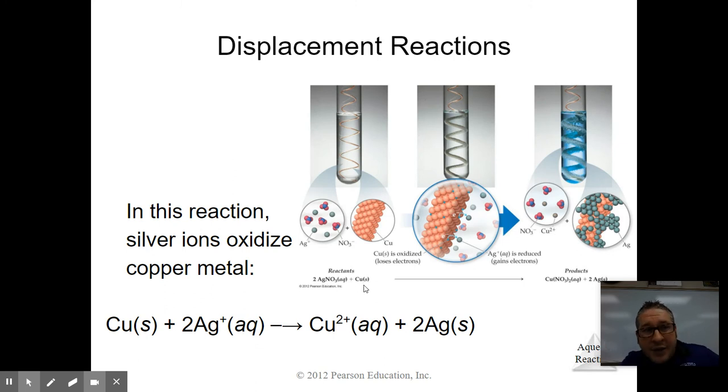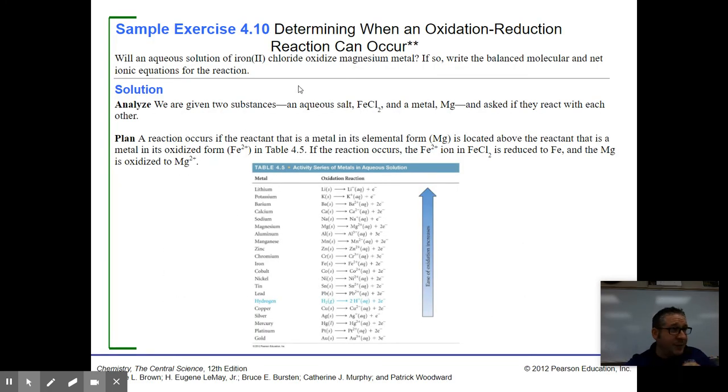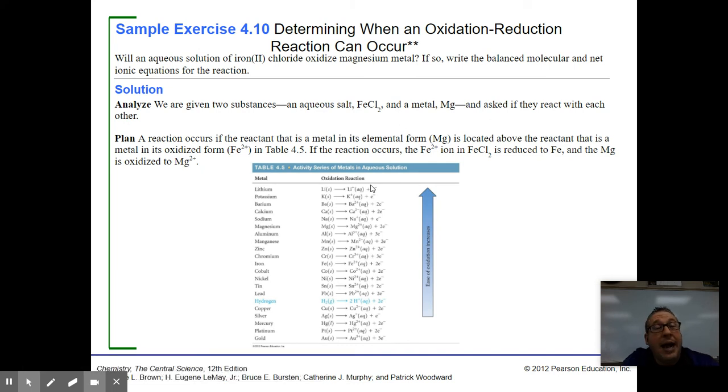If the standalone metal is below this metal ion in the activity series table, there will be no reaction, okay? So let's take a look at this. Will an aqueous solution of iron 2 chloride oxidize magnesium metal? If so, write the balanced molecular and net ionic equations for the reaction. Okay, so we have to look at the activity series to help us determine whether or not we have a reaction that's going to take place. So we're given FeCl2, iron 2 chloride, and the metal Mg.